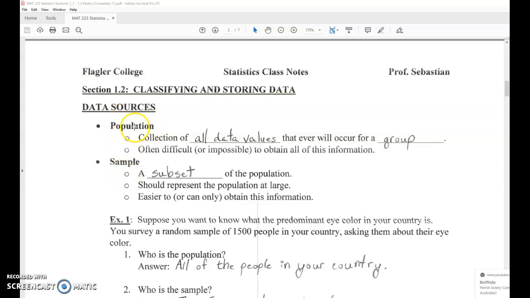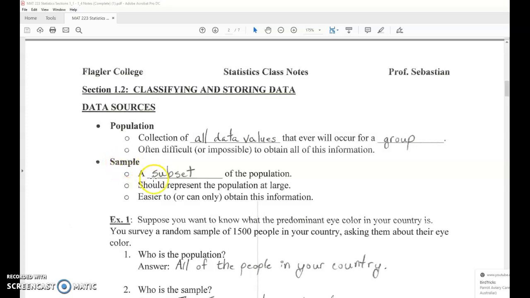So what is a population? It's a collection of all data values that ever will occur for some group, whether that's a group of people, dolphins, whales, snails, just whatever group we're studying. It's often difficult or impossible actually to obtain all of this information. If we're trying to study dolphins, we're not going to be able to find every dolphin in the world and study them.